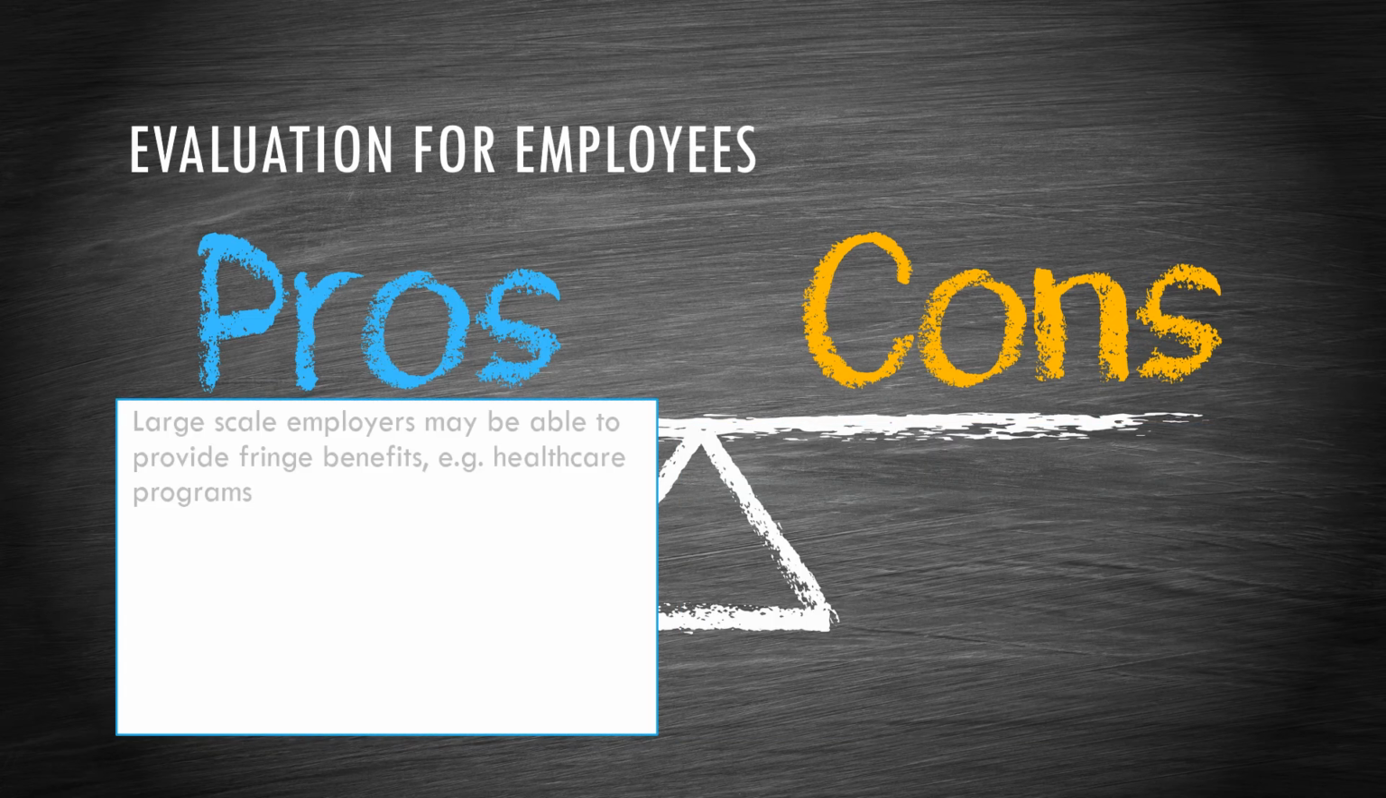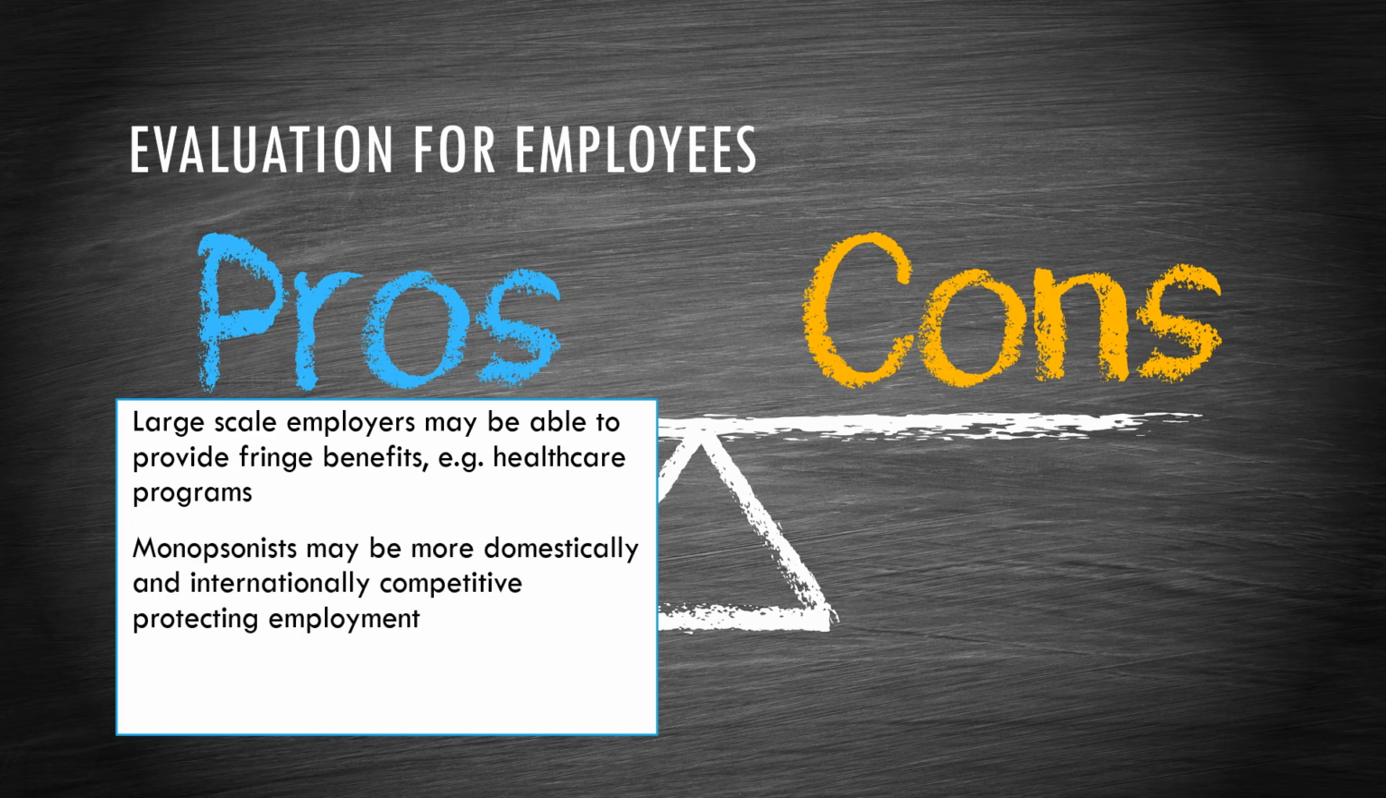Let's look from employees' perspective. A large-scale employer, whether they're the only buyer of services, for example, the government, the only employer of teachers or nurses, or Walmart being a very large employer of retail staff, may be able to provide some fringe benefits. That may be a benefit to an employee where there's only one buyer of the labour in the market. The monopsonist firm, as a result of driving down wage costs and being the only buyer in the market, may be more competitive, both domestically and internationally, which protects the jobs of those workers.